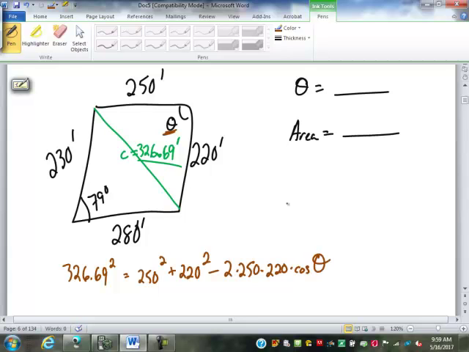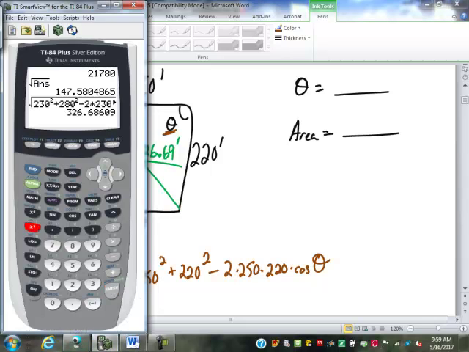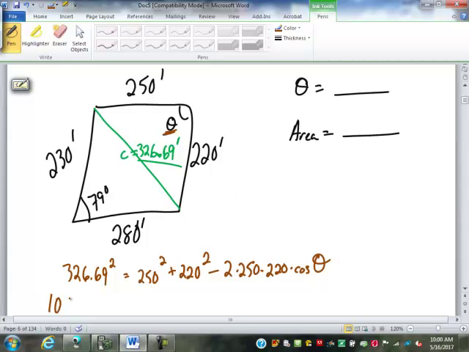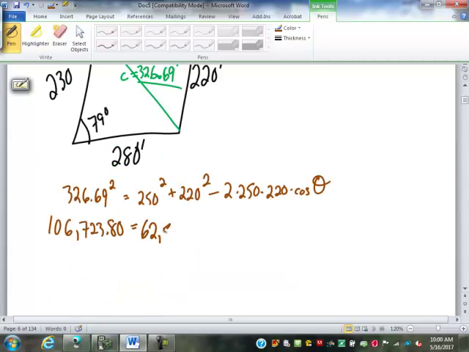Okay. To find theta, there's your formula. Does that look familiar? So I've got to take the 326 squared, which is 106,723.8. 250 squared is 62,500, correct? Let's see, what is this going to be? 48,400 minus 11,000.